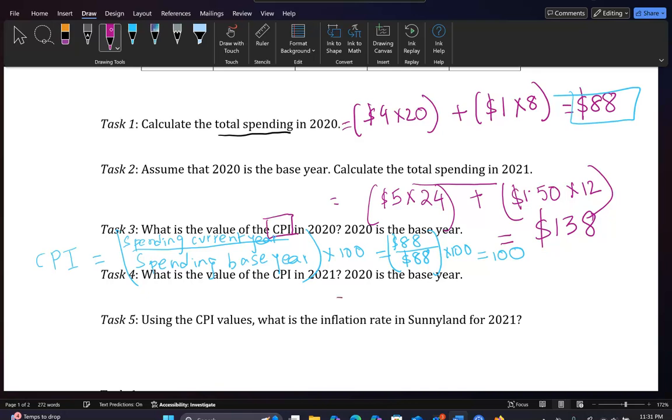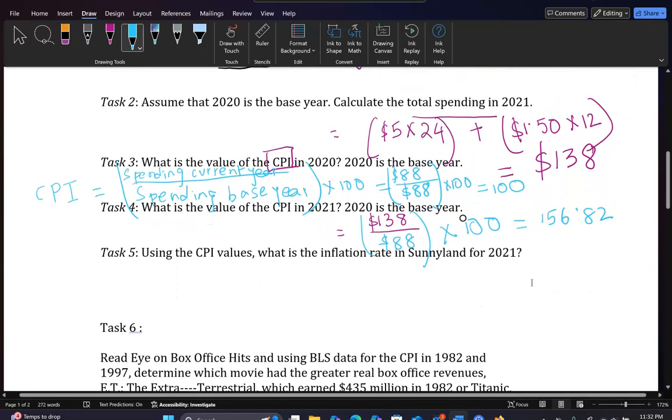Doing this for 2021, now my current year is 2021. So 138 goes on top, divide over the base year, that's 88, the total spending for the base year. This multiplied times 100. This we get as 156.82.